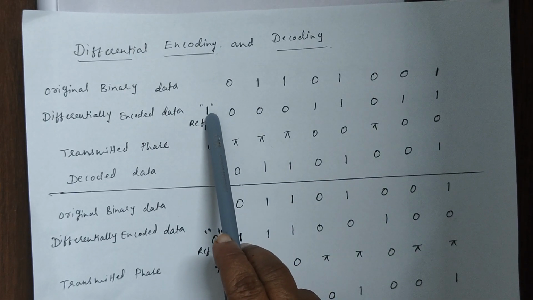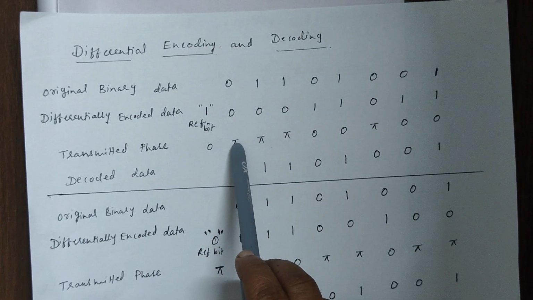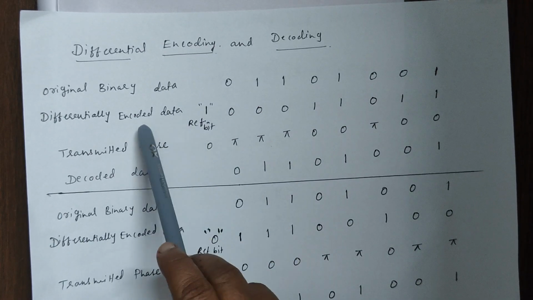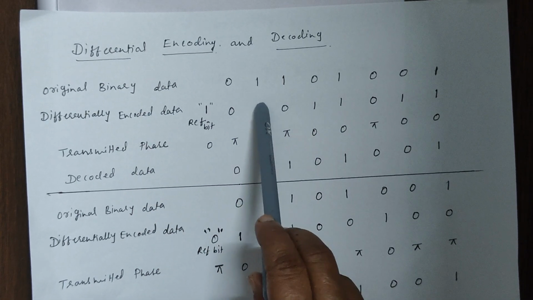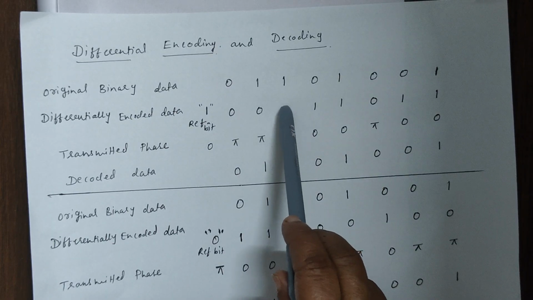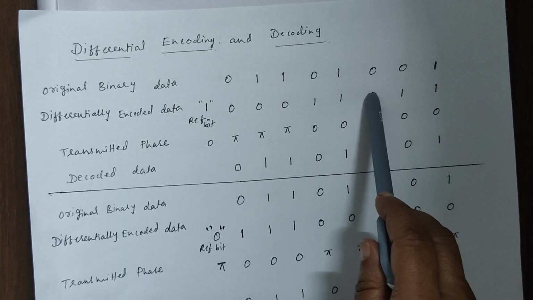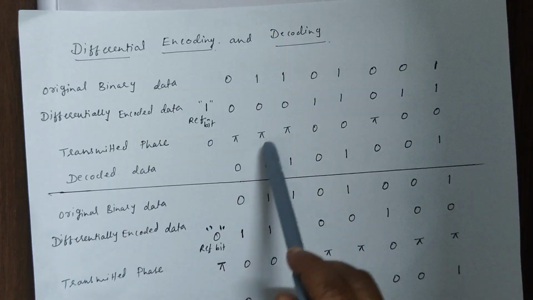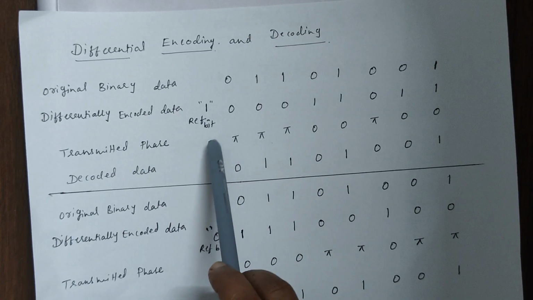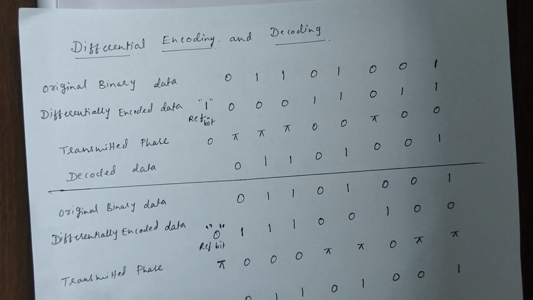For 1, the transmitted phase is 0. For 0, the transmitted phase is pi. Okay. So for 1, 0 is the transmitted phase. For 0, pi, then for 1, 0, for 1, 0, for 0 it is pi, for 1 it is 0, for 1 it is 0. Hope this is clear. What transmitted phase are we assigning? If it is bit 1, phase 0. If it is bit 0, then the transmitted phase is pi.